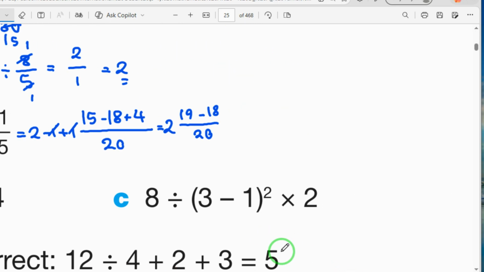Then the final answer here we write that it is equal to 2 as a whole number. We write itself 19 minus 18 remain only 1. 1 over 20. This is the final answer.